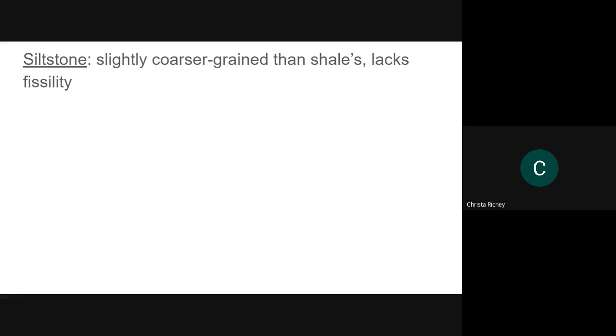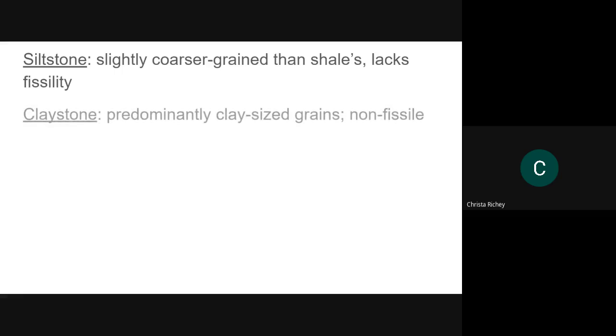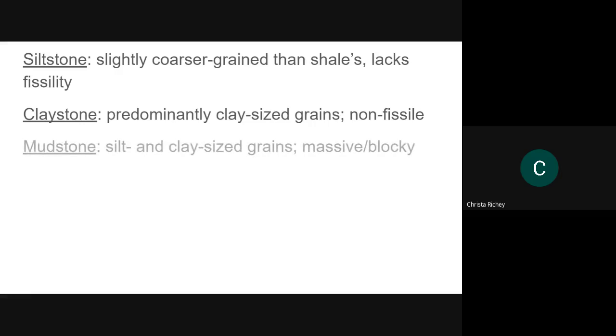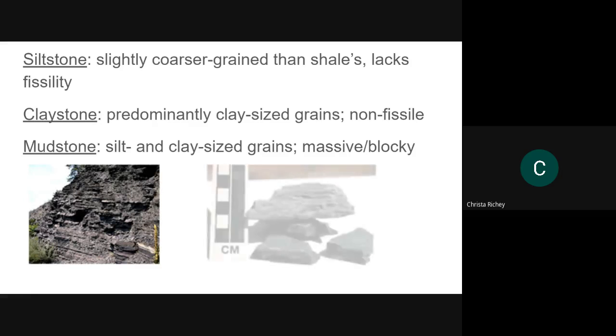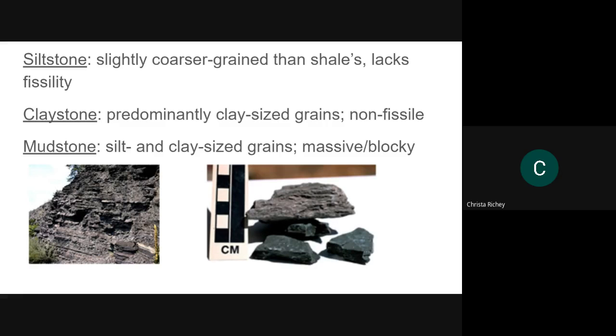Siltstone, made from silt. It does not fissile. It does not cleave in those flat lines the way that shale does. It looks like shale though. Claystone is made from compacted clay. It also doesn't split on those flat planes. Mudstone is made from mud. And these make very, very large rocky structures. This is siltstone, and that is claystone. I did not put one on mudstone up here.